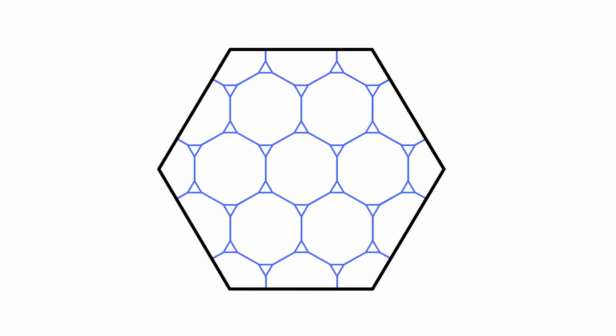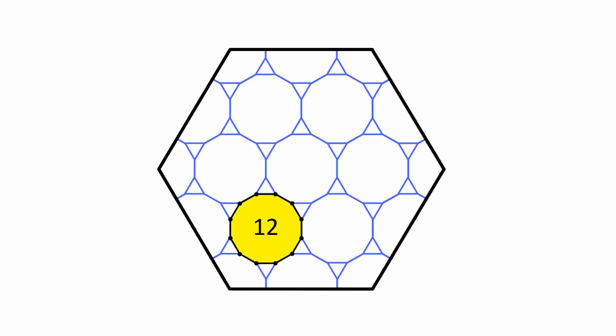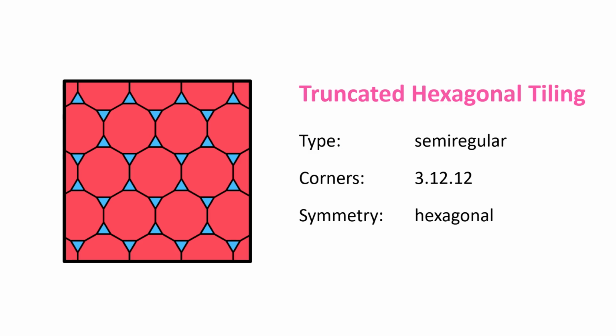When you add them, the original hexagons double in edge count and become dodecagons. And if you get the proportions exactly right, they become regular dodecagons satisfying their requirements. Therefore, the truncated hexagonal tiling is our first semi-regular tiling.